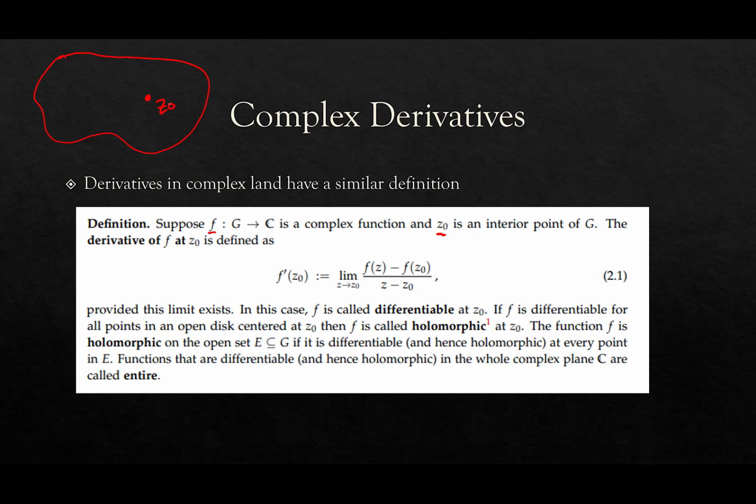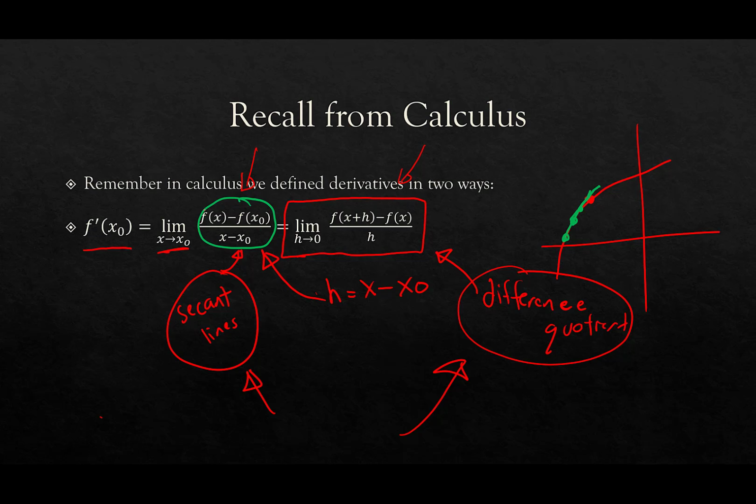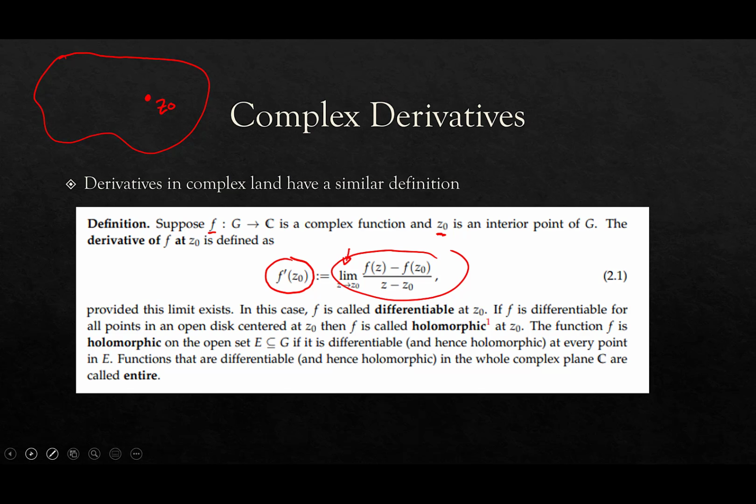So let f be a complex function, let z naught be an interior point, then we define the derivative of f at z naught as follows. Hopefully this looks familiar. f prime of z naught is defined to be the limit as z approaches z naught of the quote-unquote slopes of our secant lines, f of z minus f of z naught over z minus z naught. This is the same definition that we have here in green, except instead of x's we have z's. There we're thinking about real numbers, and in complex land, of course, complex numbers.